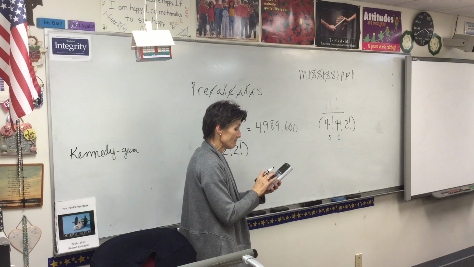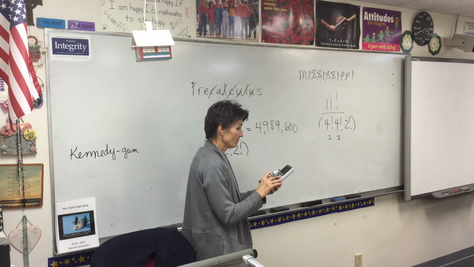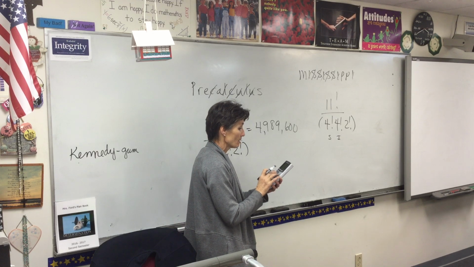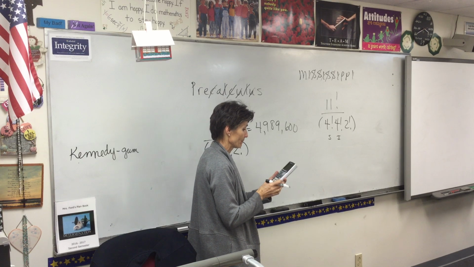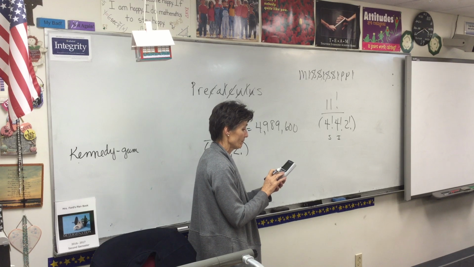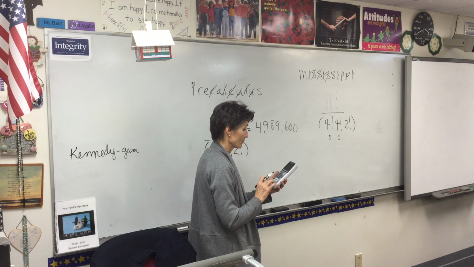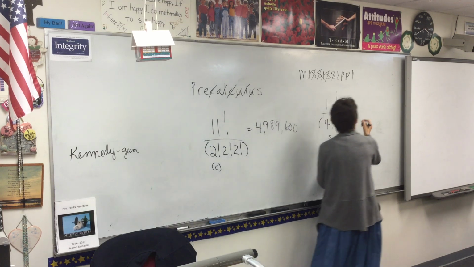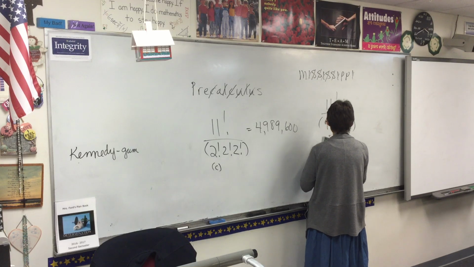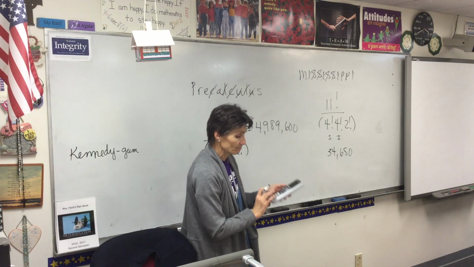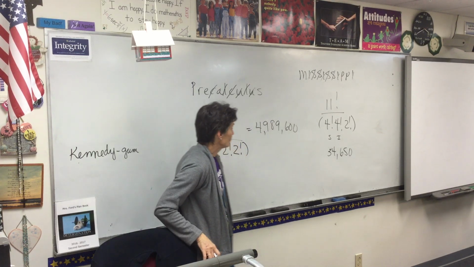So 11 factorial divided by parentheses 4 factorial, 4 factorial. It's in PRB. Good at math. So, oh, this is a much smaller number. This is 34,650. So that's the number you want to end up getting when you type that in.